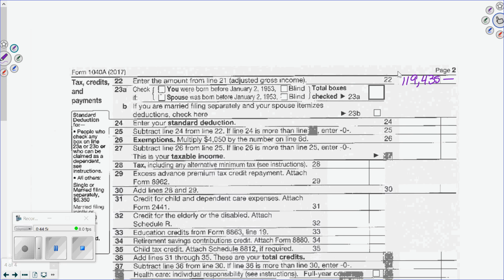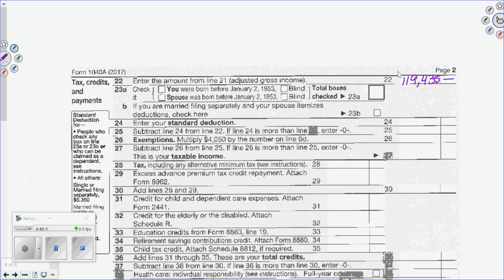All right, 23A. Check if you were born before January 2nd, 1953, or you're blind, or your spouse was born before then or blind. No, you're not. All right, obviously we're not checking that. If you are married filing separately and your spouse itemizes deductions, are we filing separately? Nope. All right, so let's not worry about that.